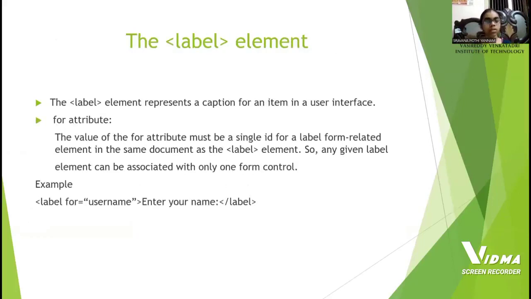The label element. The label element represents a caption for an item in a user interface. It contains the for attribute. The value of the for attribute must be a single ID for a labelable form-related element in the same document as the label element. So any given label element can be associated with only one form control. Now let us look at an example.